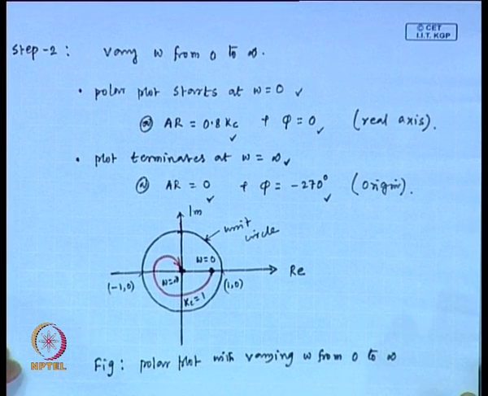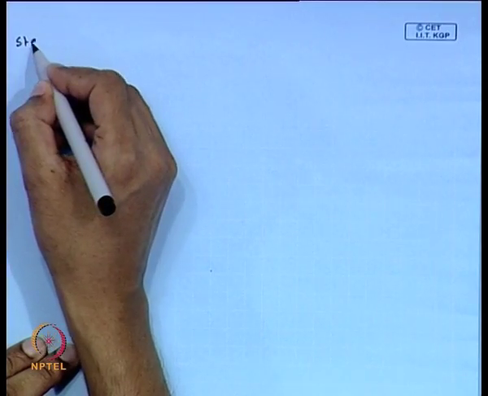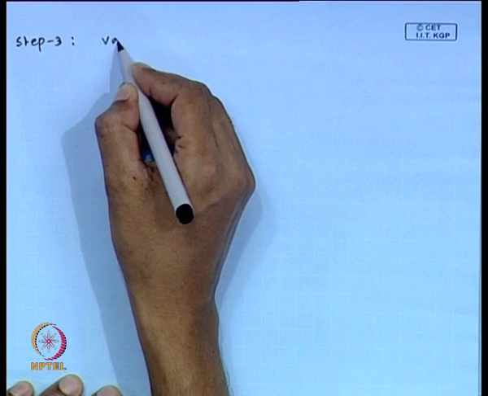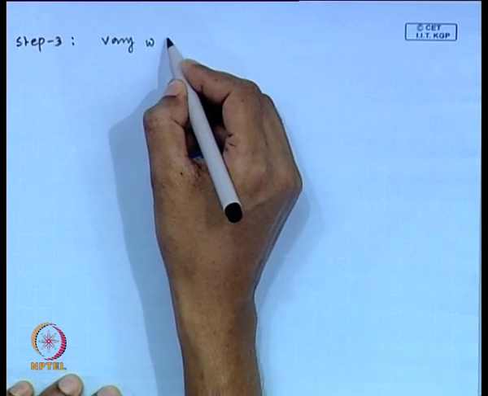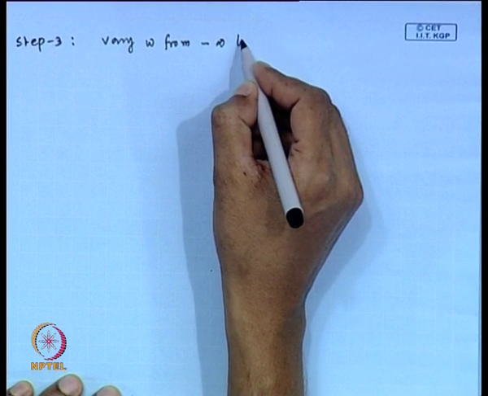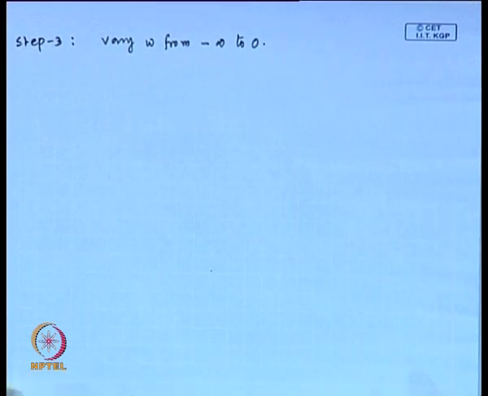In the next step, I mean in step 3, we will vary omega from minus infinity to 0.